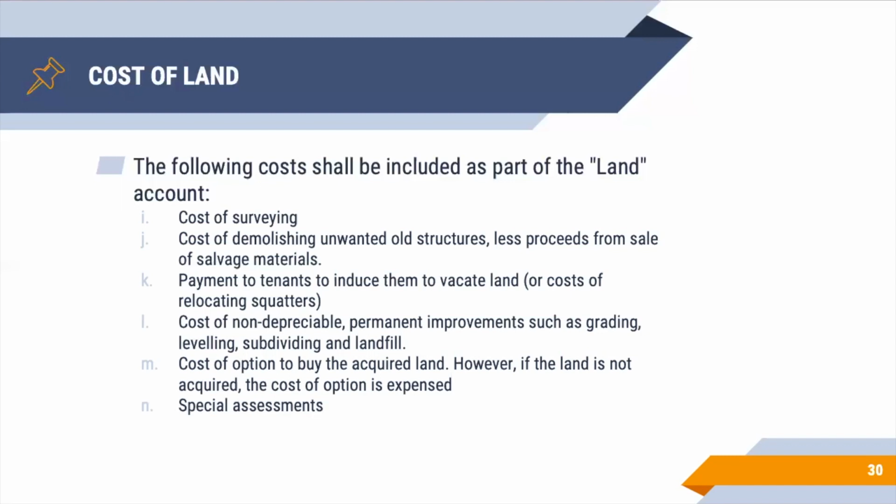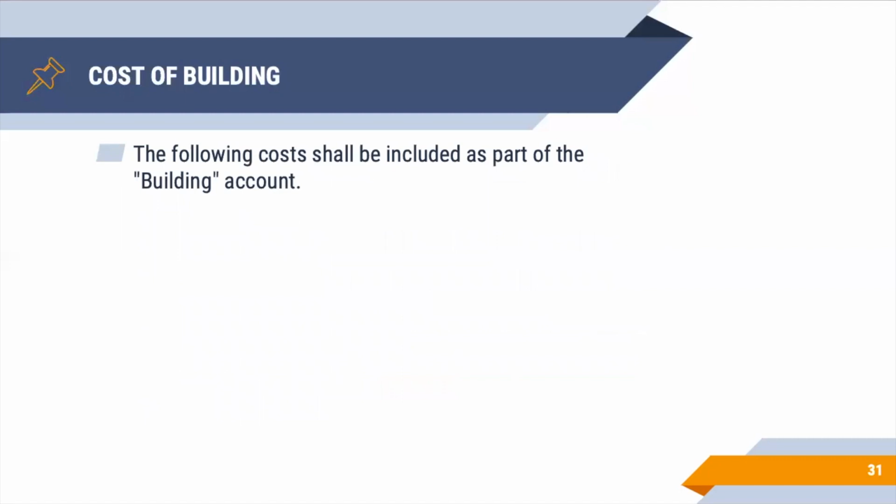And special assessments. So, meron kasi minsan yung city or yung province, they give you special assessment kasi yung land mo kasama sa pag-i-improve. For example, naglagay ng sewerage system or ng mga traffic light or ng street light, ganun. So, you are given special assessments. It's a kind of tax. For the building naman, the following costs shall be included as part of the building account. If you purchase the building as is, ito yung mga kasali sa cost of the building.